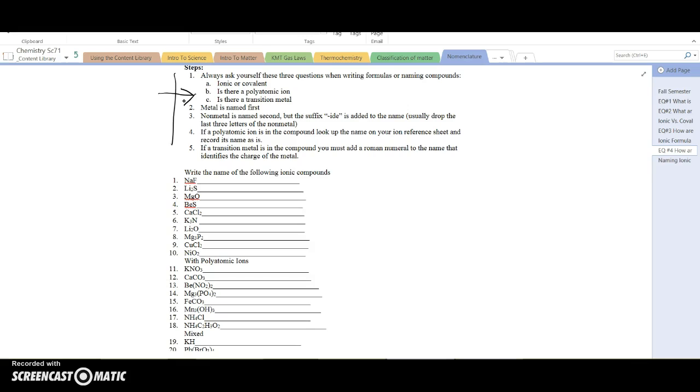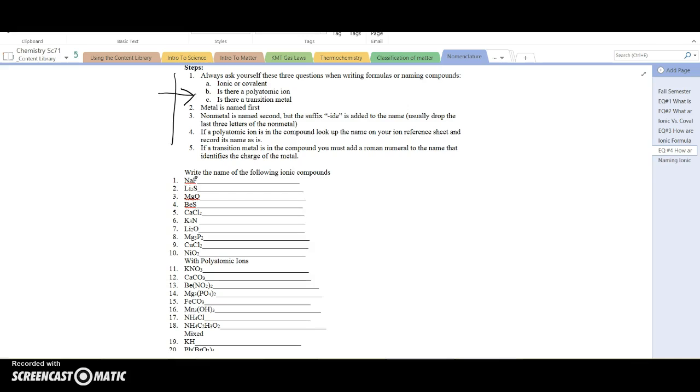So, is it ionic or covalent? The fact that we have sodium, a metal, means it's an ionic compound. Is there a polyatomic ion? No, we have only two elements, sodium and fluorine, so there's no polyatomic ion. And is there a transition metal? Sodium is in the first column of the periodic table. It's an alkali metal, so it is not a transition metal. So we don't have anything special to worry about.